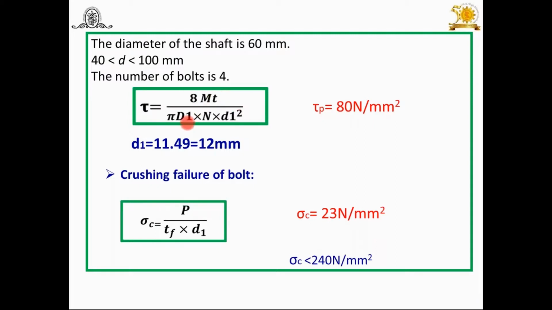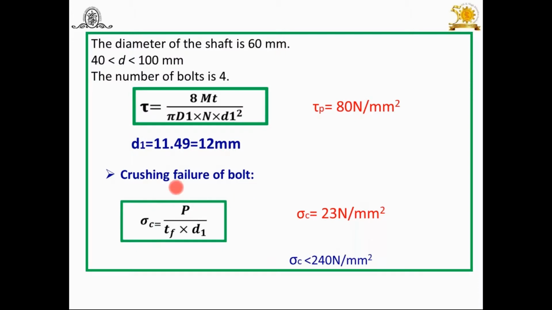Mt we know very well, D1 is 3 times the shaft diameter, n is the number of bolts, and this is tau permissible. You can substitute. What we have to do is find d1. So you will get d1 as 11.49, or 12 mm. And once you get the 12 mm, next step, what you have to do?